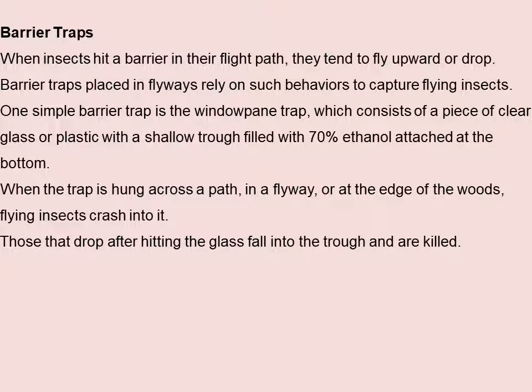The barrier traps. When insects hit a barrier in their flight path, they tend to fly upward or drop. Barrier traps placed in flyways rely on such behaviors to capture flying insects. One simple barrier trap is the window pane trap, which consists of a piece of clear glass or plastic with a shallow trough filled with 70% ethanol attached at the bottom. When the trap is hung across a path in a flyway or at the edge of the woods, flying insects crash into it. Those that drop after hitting the glass fall into the trough and are killed.